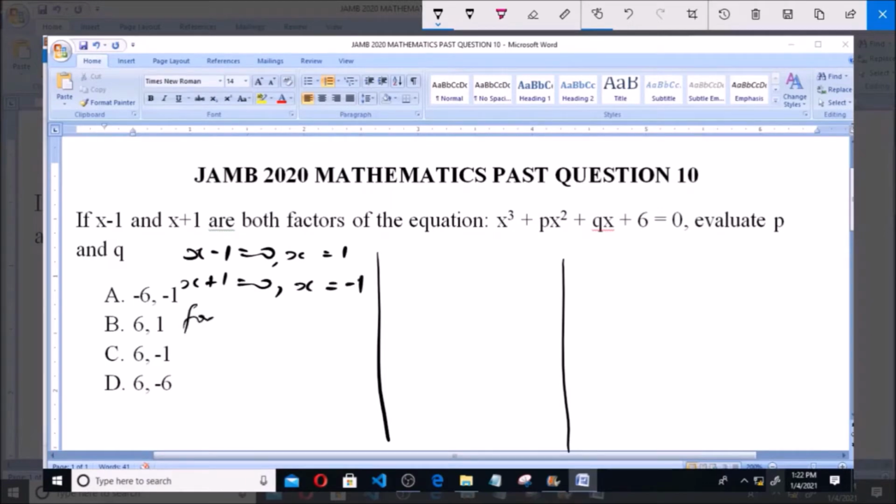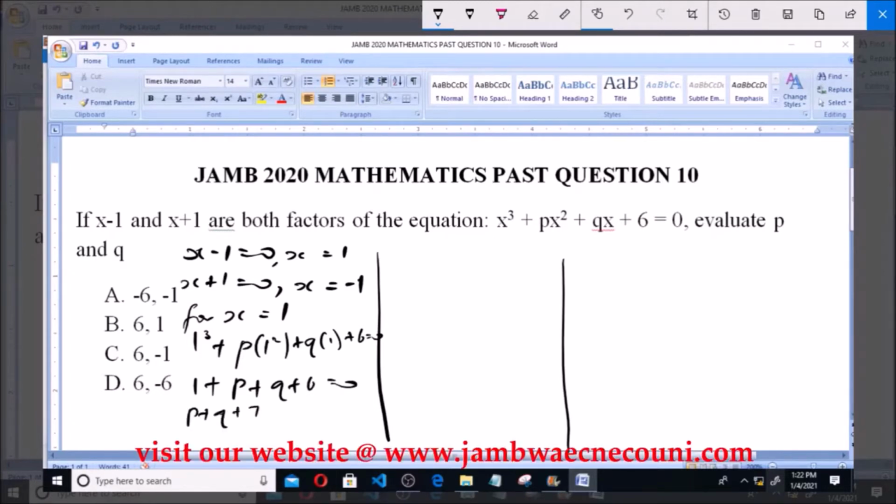Now for x is equal to 1, we have that 1 cubed plus p into 1 squared plus q into 1 plus 6 is equal to 0. So here 1 cubed will give us 1, plus 1 squared times p will give us p, plus q times 1 is q, plus 6 is equal to 0. So from here we have that p plus q plus 7 is equal to 0. So p plus q is equal to minus 7.